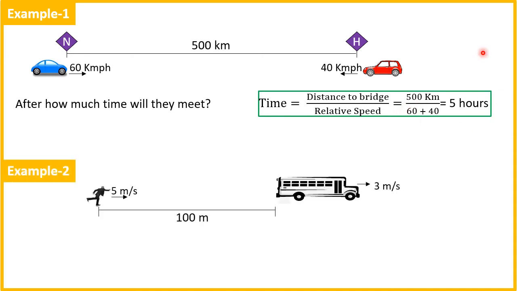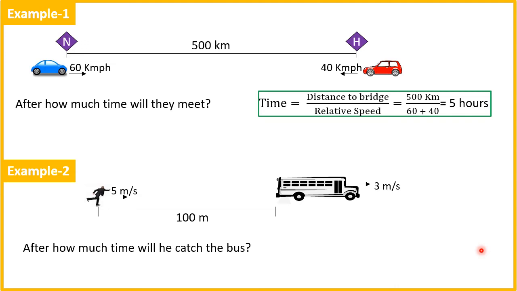Another example I will take here. A person wants to catch this bus. He observed the bus from a distance of 100 meters and the bus started moving. The person also starts running behind the bus to catch it. The speed of the person is 5 meters per second while the speed of the bus is 3 meters per second. The question is, after how much time will he catch the bus?